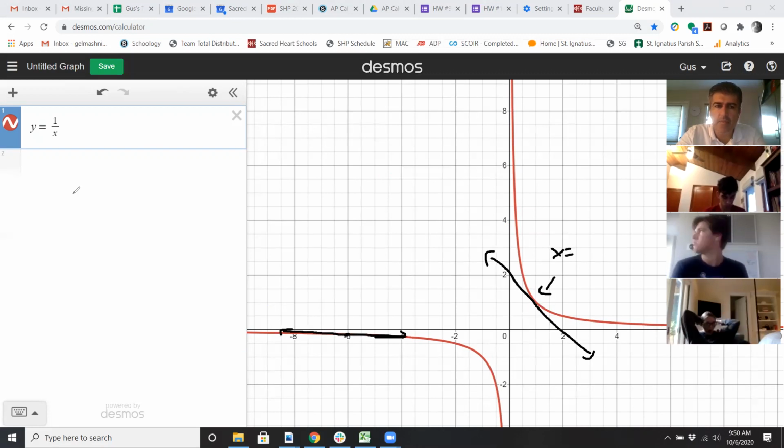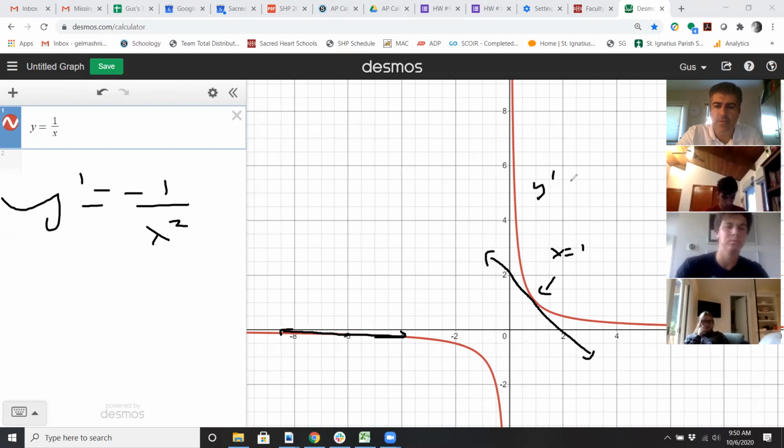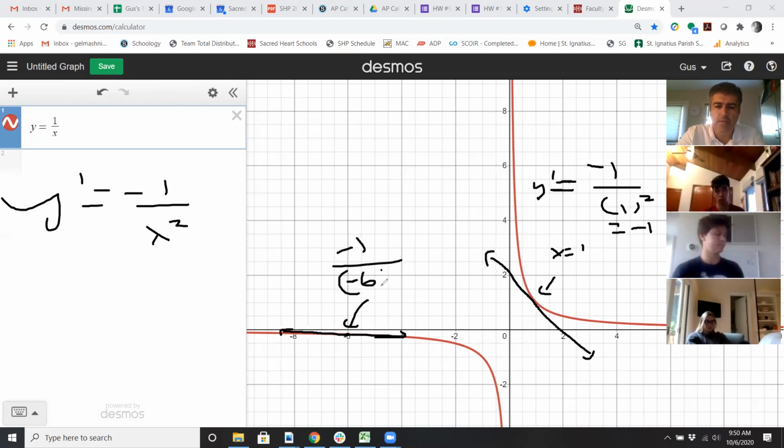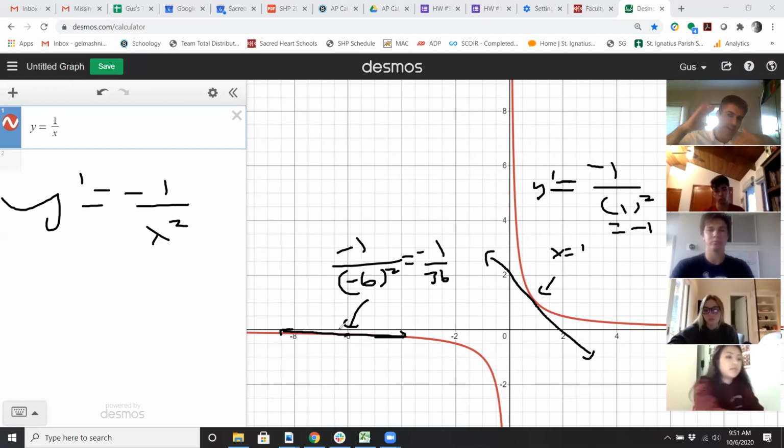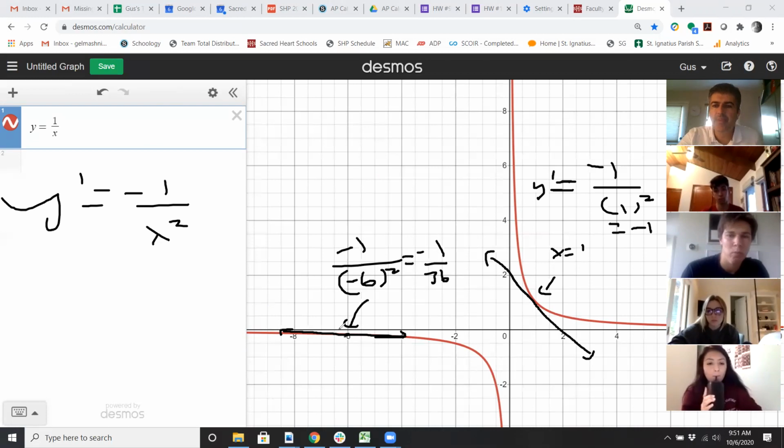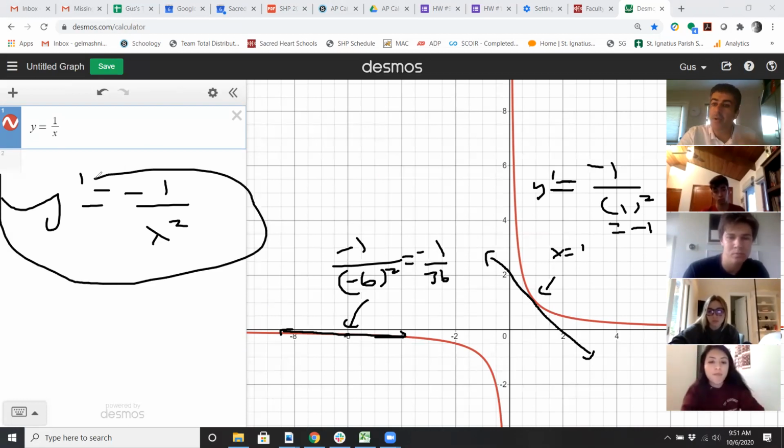Well, at x equals 1, remember my derivative was -1 over x squared. So if I plug that in over here, my derivative is going to be -1 over 1 squared, which is, of course, -1. Here, it would be -1 over -6 squared, which would be -1 over 36. So that makes sense graphically. We're trying to make all these connections now, right? The graphical and algebraic connections. So this is a great general expression to give me the slope of the tangent lines for 1 over x at different x values.